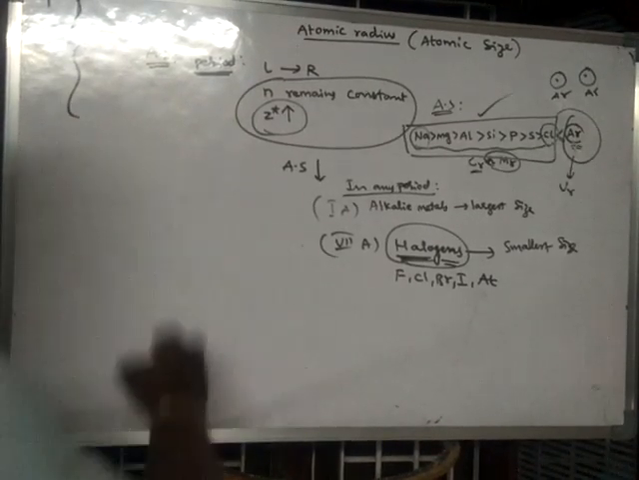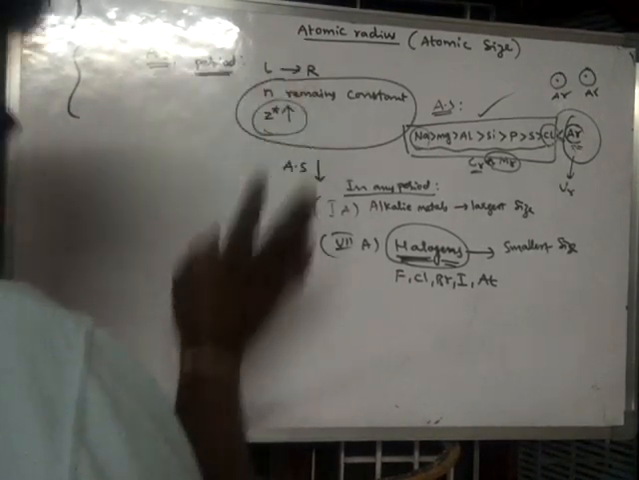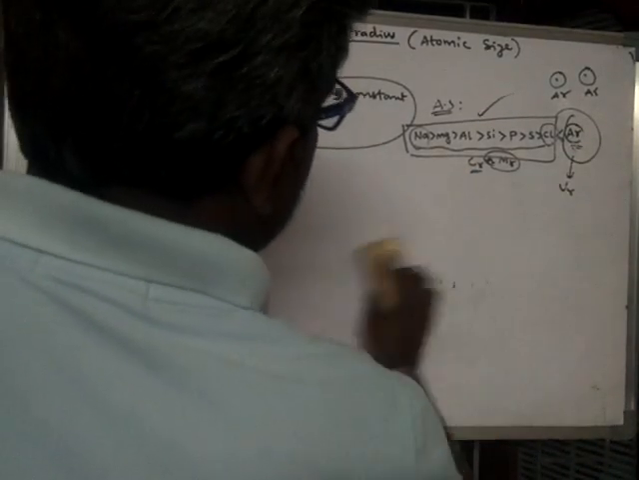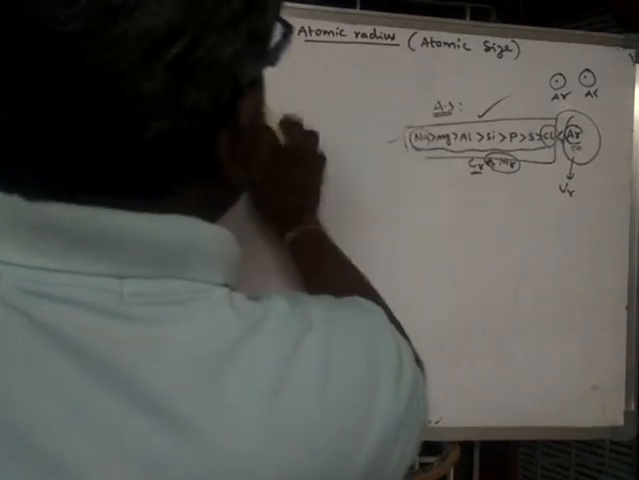Now let us see how atomic size varies along a group, down the group.